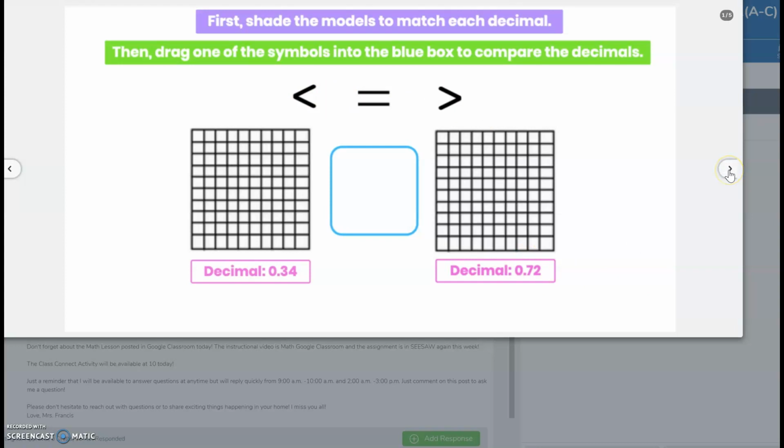Okay, now there are multiple slides. I believe there are 5. So there are 5 problems that you're going to complete. Please make sure each slide is complete before you turn it in. Okay, so Math Google Classroom for the video, Seesaw for the assignment.